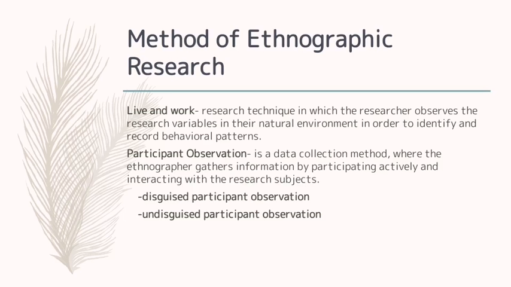The second one is participant observation. It is a data collection method where the ethnographer gathers information by participating actively and interacting with the research subjects. There are two types of observation, which are disguised and undisguised participant observation. In disguised participant observation, the ethnographer pretends to be part of the research subjects while hiding his or her true identity. In undisguised participant observation, the ethnographer becomes part of the group being observed and reveals his or her identity as a researcher of the group.